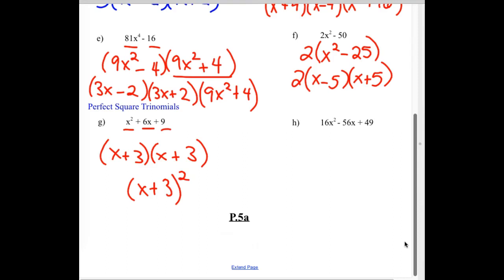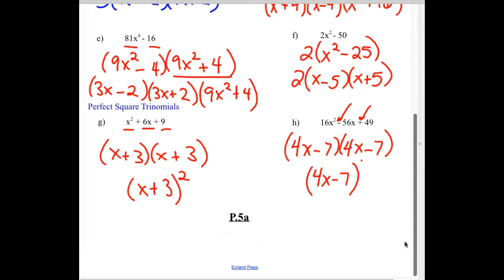And our last one, we have a 16x squared. I'm going to break that into 4x and 4x. 49 is a perfect square. Its root is 7. Because my middle term is negative, but my last term is positive, I'm going to need two negative signs. So I end up with 4x minus 7 quantity squared. And again, you can check insides and outsides. We get a negative 28x for both. That would get me that negative 56x.